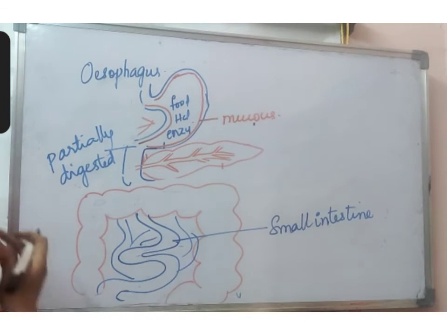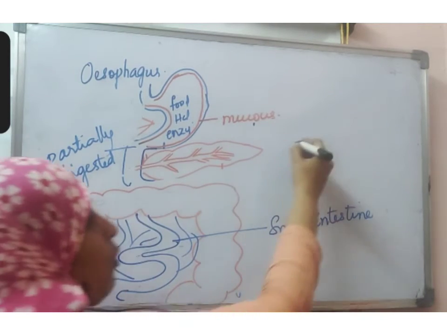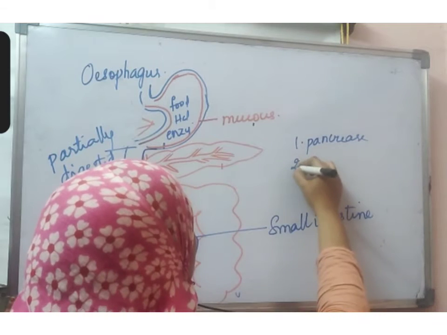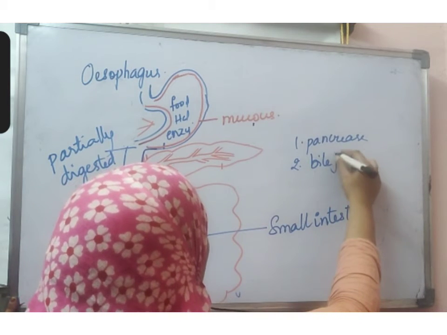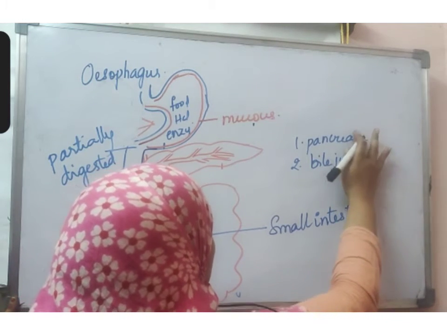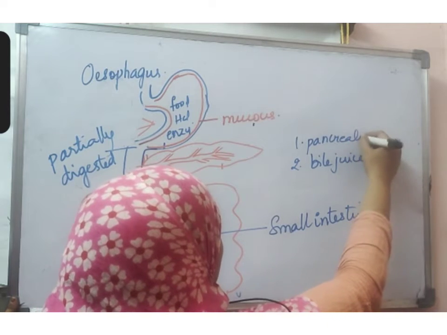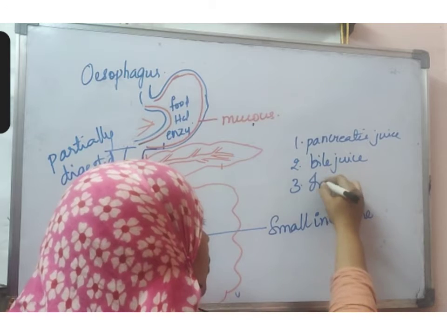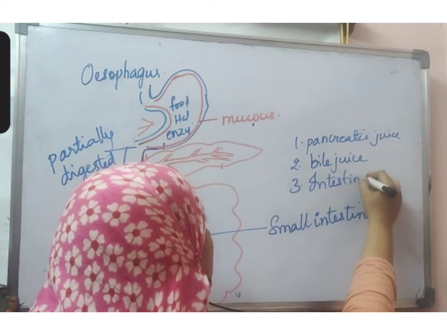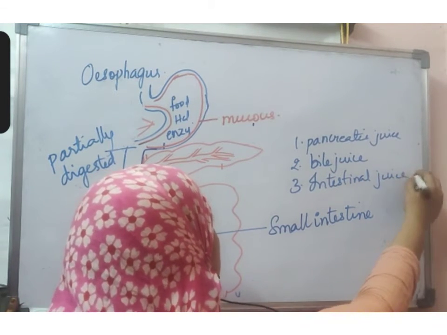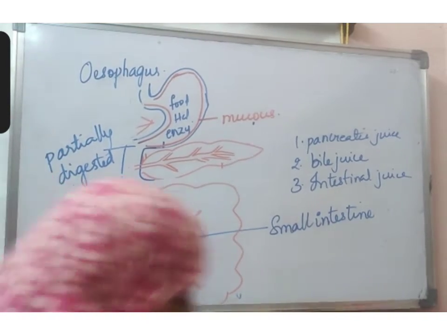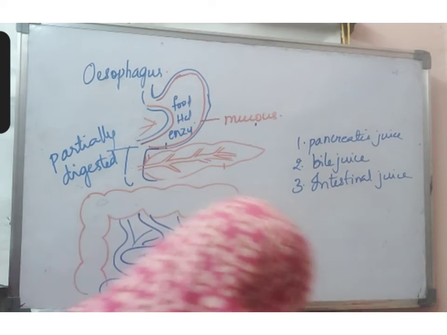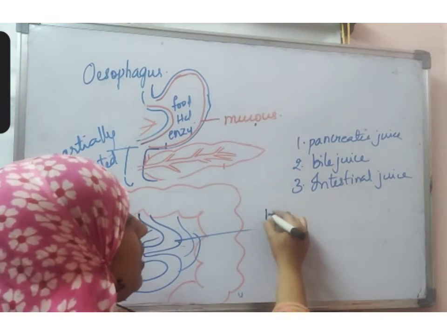Here when it comes, it is completely digested. Why? One, I said pancreatic juice. Second, I said liver bile juice. And the third juice that is present is the intestine will secrete its own juice called intestinal juice. These three juices act on the food materials. What is present in food materials? In food materials, we have components.